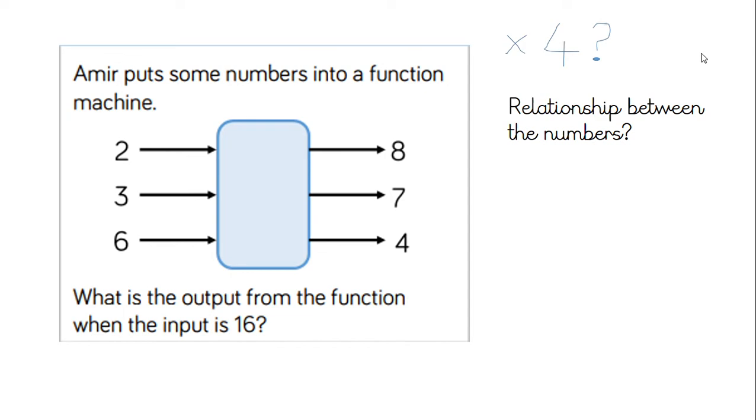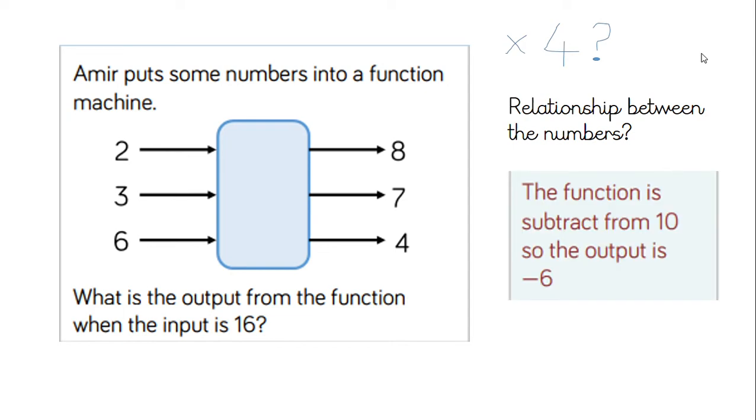Well, if you look at 2 and 8, they're both number bonds to 10. 3 and 7 are both number bonds to 10. And the same is number 6 and 4 are number bonds to 10. So actually, the function here is you subtract the input number from 10 to get the output number. So for example, 10 subtract 2 is 8. 10 subtract 3 is 7. So to answer the last bit of the question, what is the output from the function when the input is 16? We would have to do 16 subtract 10, which would be minus 6. Well done if you got that right, because that was a tricky one.